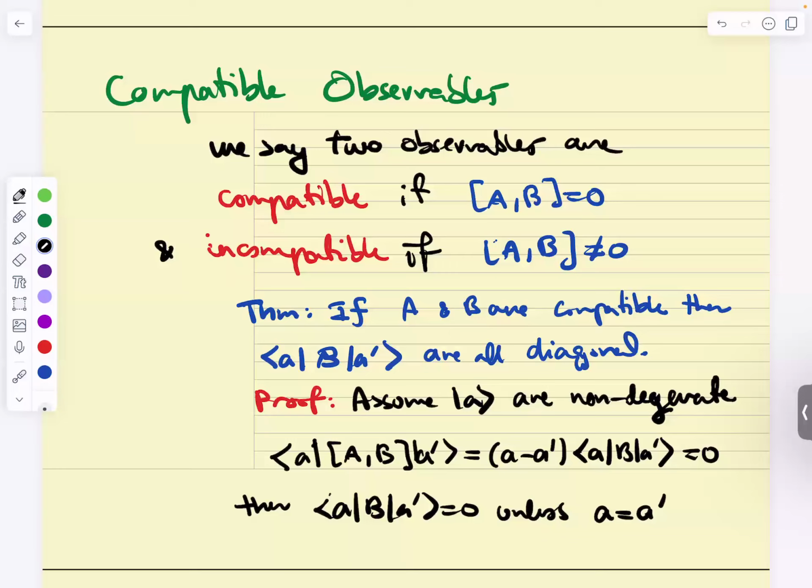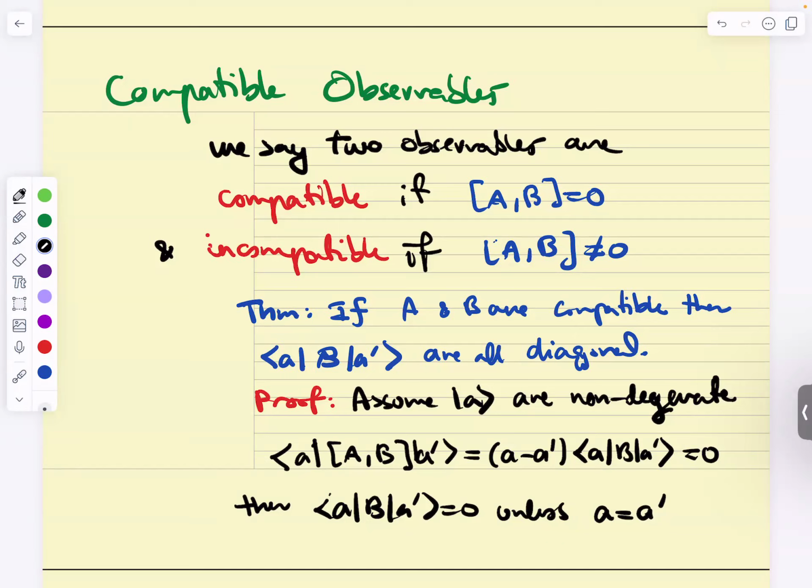So the commutator of any observable with itself is 0. It means that you could repeatedly measure a single observable and you'll never find any inconsistency. S of X and S of Y do not commute.